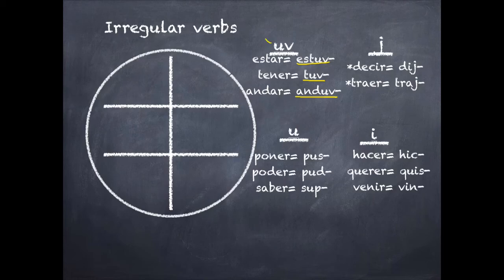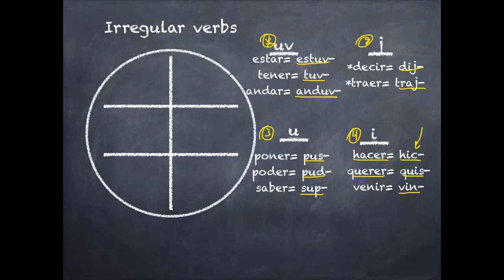We've categorized them into four different pieces. 1, 2, 3, hopefully I can make good numbers, 4, right? So decir changes to dij, D-I-J, traer changes to traj, okay? Poner changes to pus, poder changes to pud, saber changes to sup. Okay, so hacer changes to hic, okay? It's going to conserve that sound, and we're going to talk about it. It's kind of special. Querer is quis. Okay, venir is vin, changes to an I, okay? So there we go. These ones all follow the same pattern. They're going to be the same throughout, okay, the conjugations.